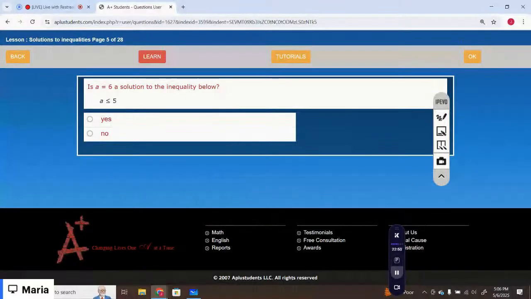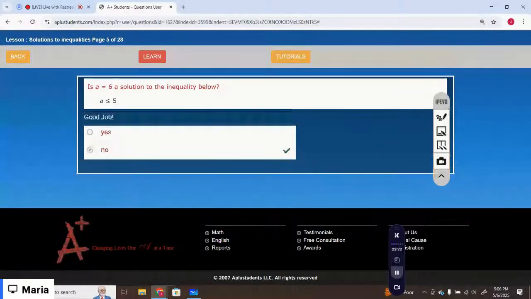Is A equals 6 a solution to the inequality below? A is less than or equal to 5. Is 6 less than or equal to 5? No. Option number 2 is the correct option.